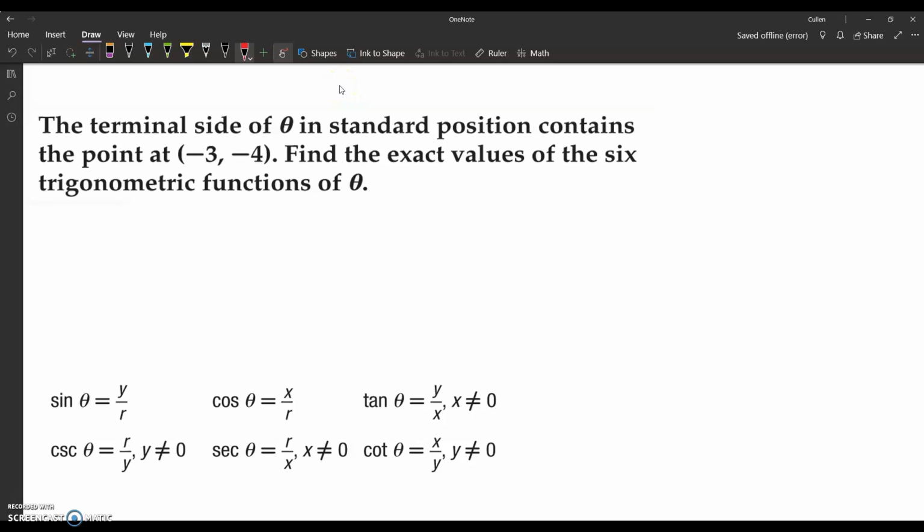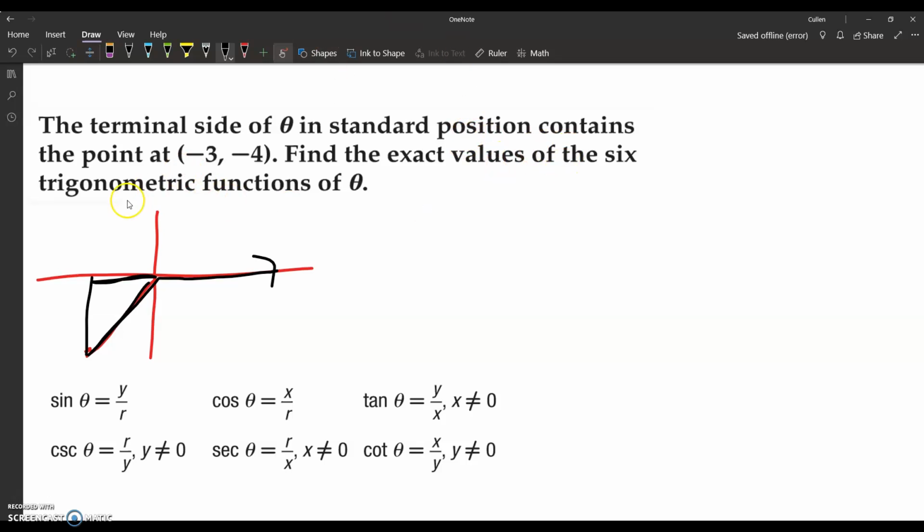It says the terminal side of an angle theta in standard position contains the point (-3, -4). Let me draw what that would look like. If I'm at (-3, -4), I'm down here in this quadrant, which is important. And it's the terminal side of this angle. Here's my angle right here, and this is (-3, -4). What we're going to do is make this a triangle, and then I'll talk a little bit about how it relates to the formulas at the bottom.